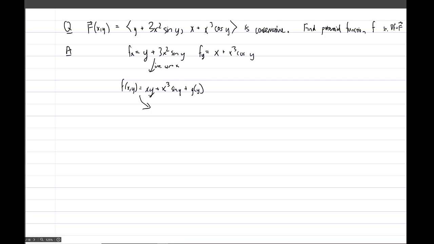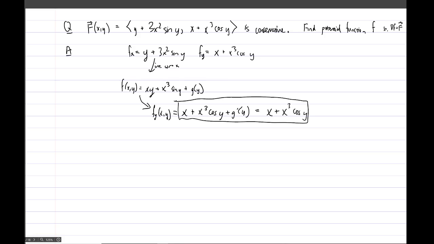Then if you take this, we're going to intentionally differentiate this with respect to y, only because we've got an f sub y over here that we'll set it equal to in just a moment. Differentiating with respect to y, we get x plus x cubed times cosine of y plus g prime of y, and we set that equal to x plus x cubed cosine of y. Looking at this equation, we can subtract things on both sides, and we get that g prime of y is equal to 0, and so when we integrate this, g of y is equal to just a constant c.